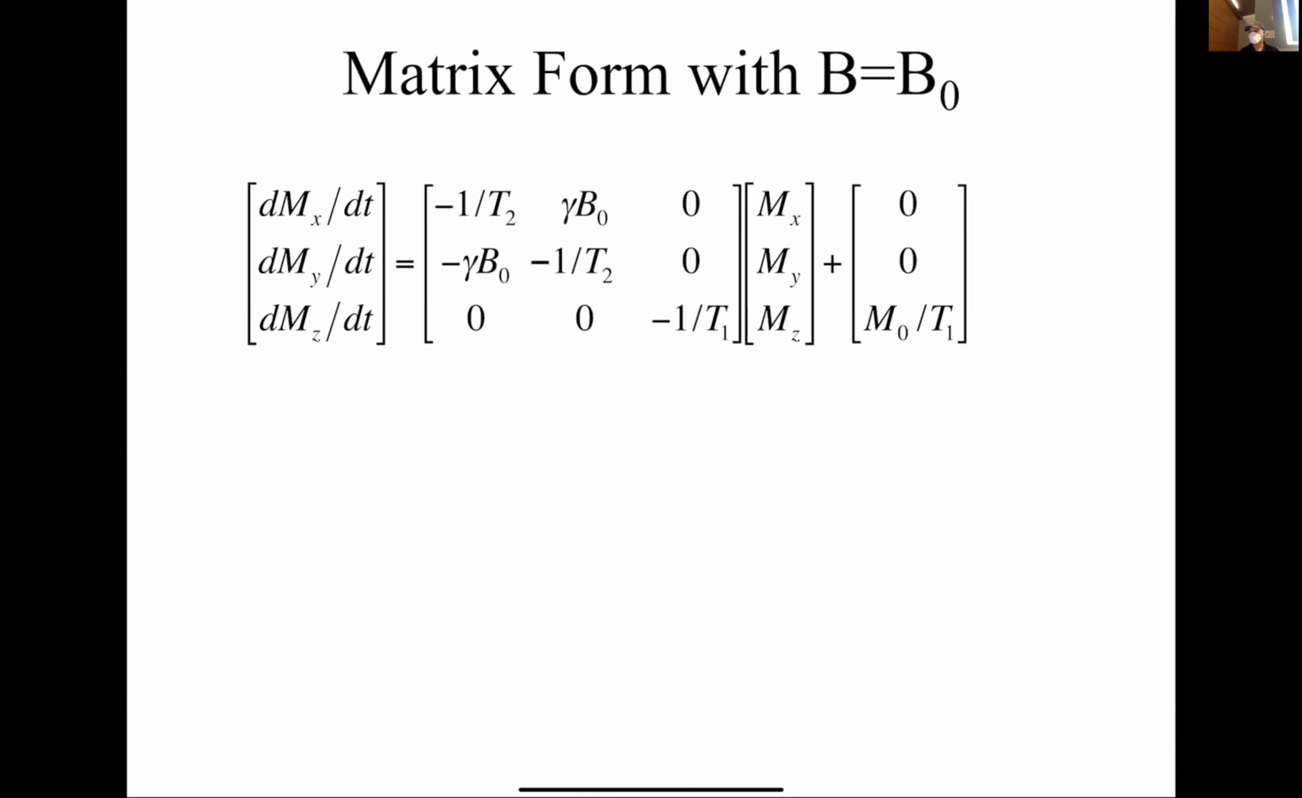So we can rewrite this equation now. Before we had the minus gamma b naught and the gamma b naught terms. Now we're just going to add these diagonal terms, minus 1 over T2 here for the x and y components, and minus 1 over T1 for the m sub z component. And plus we have this m naught over T1 term for the z component, because that's sort of telling us where we're trying to go back to, right? The mxy components are going back to 0, so these just have 0, whereas the m sub z component is going to something related to m sub naught. Okay.